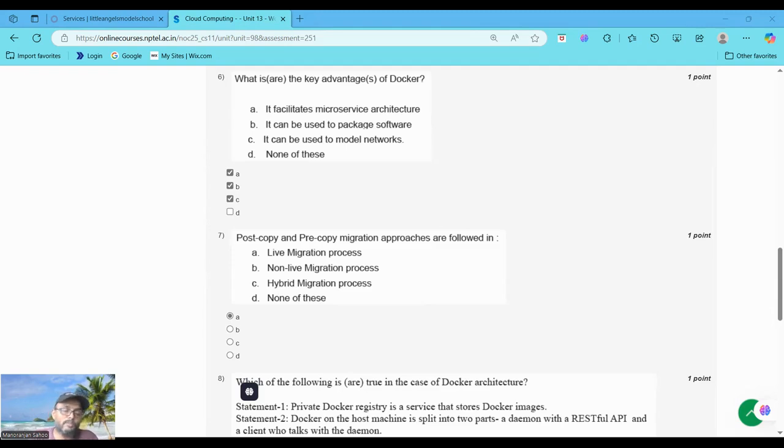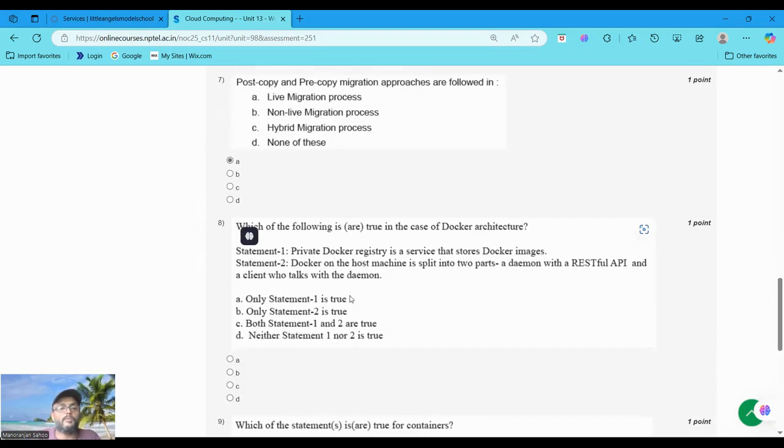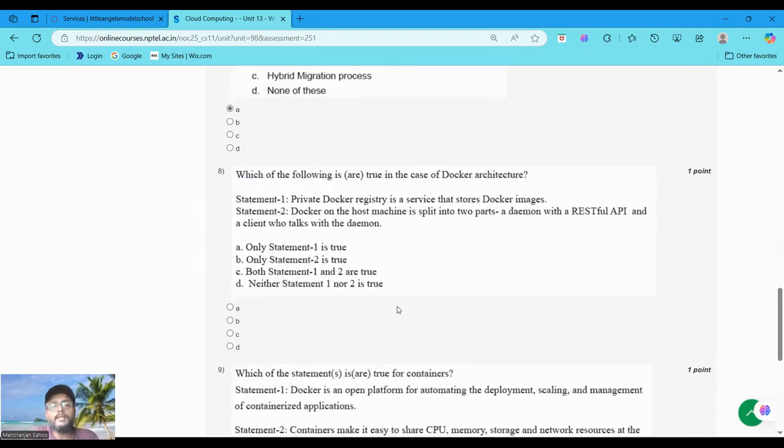Now moving to question number 8. Which of the following is or are true in the case of Docker architecture? Here you can choose both. The first statement: a private Docker registry is a service that stores Docker images. The second statement: Docker on the host machine is split into two parts, a daemon with a RESTful API and a client that talks with the daemon. Both statements are true, so that is 8 option C.